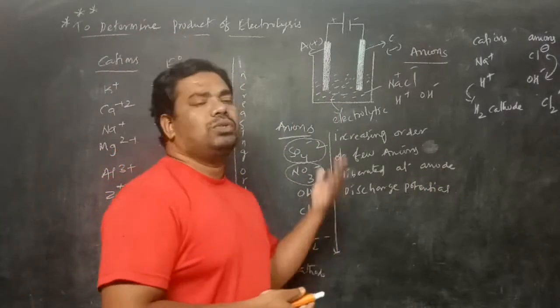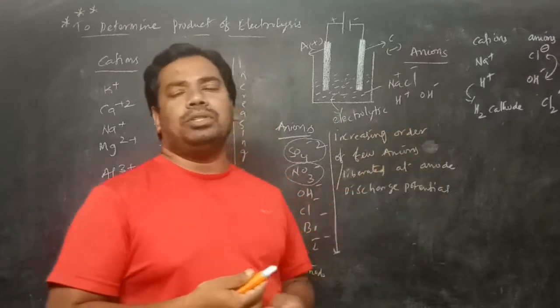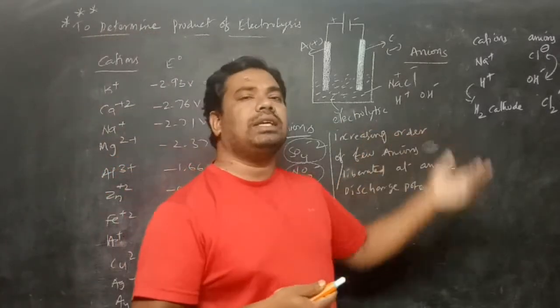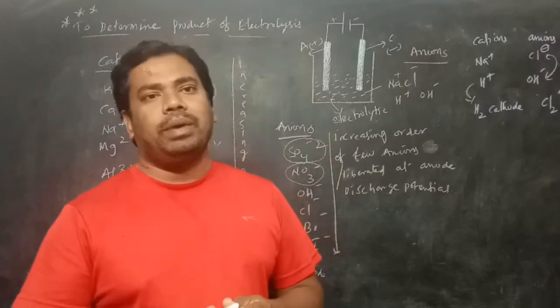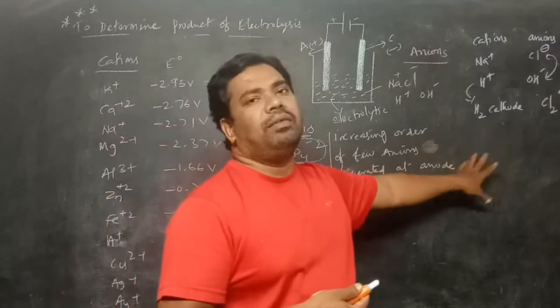So if the solution is a sodium chloride solution, for the deposition of ions at the cathode and anode, hydrogen gas is liberated at the cathode and chlorine gas is liberated at the anode. So this is very, very important.